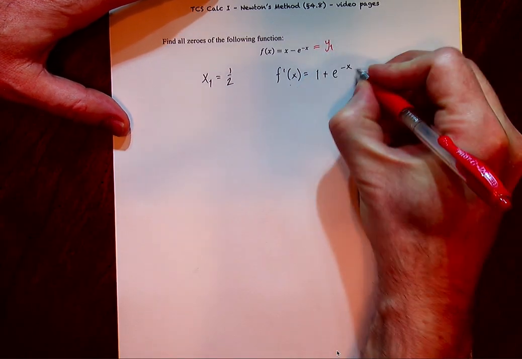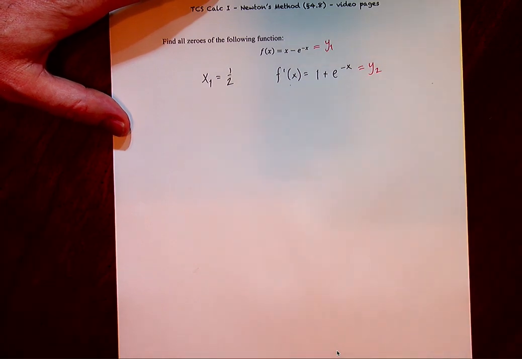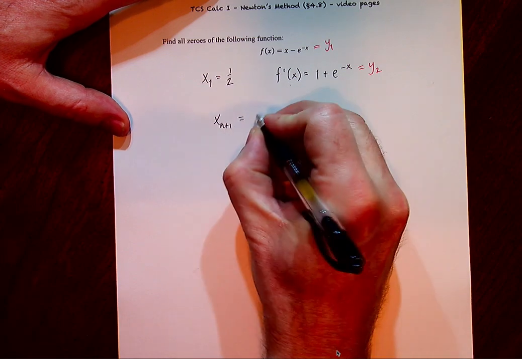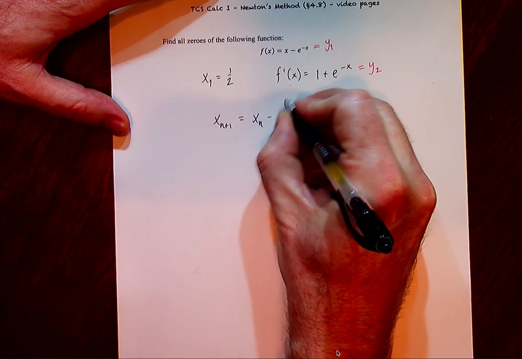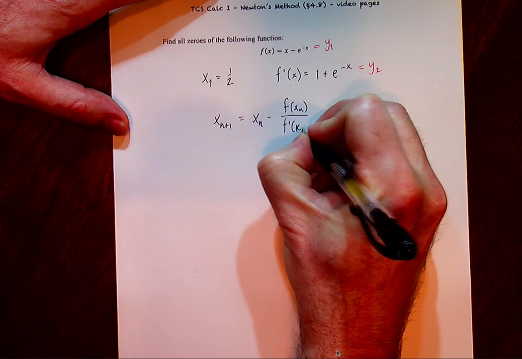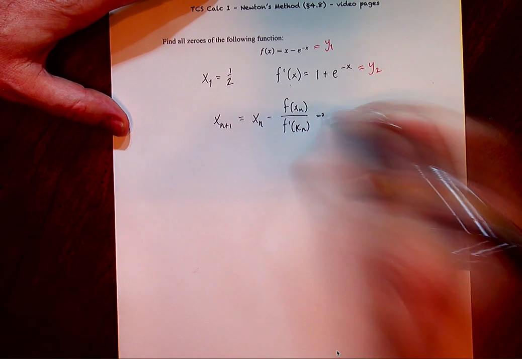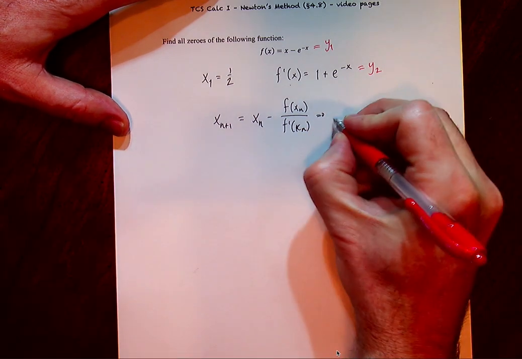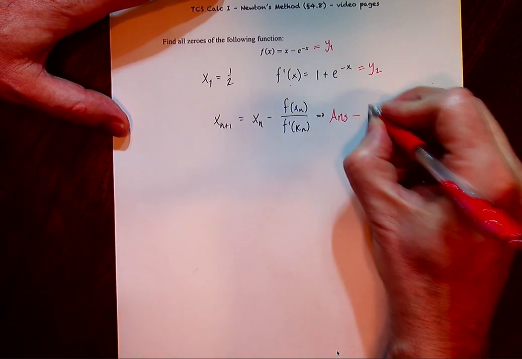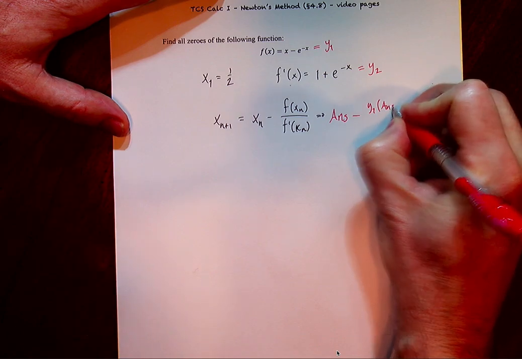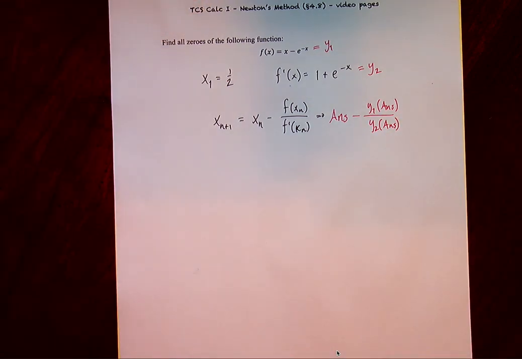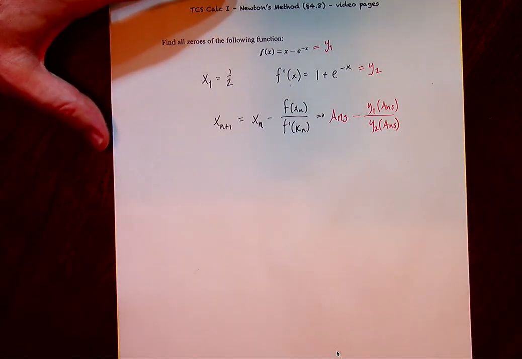So we know that this winds up being our y1, this winds up being our y2, and we know that our x sub n plus 1 is equal to x sub n minus f of x sub n over f prime of x sub n. And that becomes, in terms of our home screen, we need to plug in answer minus y1 of answer over y2 of answer, and then just hit enter a bunch of times. So let's go ahead and do that, okay?